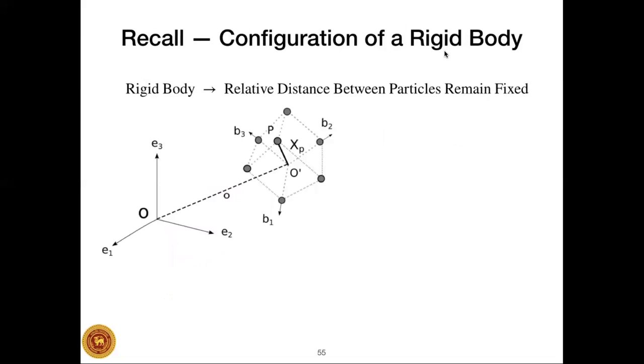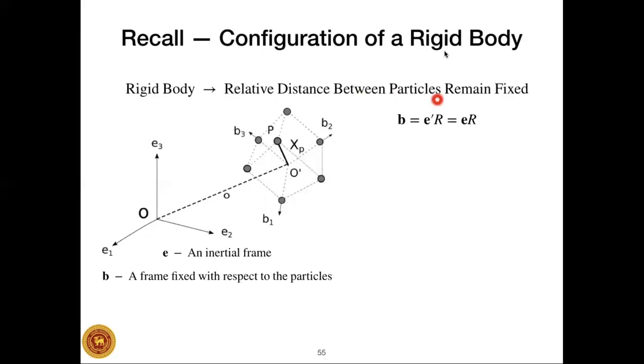And also we saw the configuration of a rigid body. So what is a rigid body? A rigid body is a set of particles where the relative distance between any two particles remains fixed. So if you have such a body, then you can fix a frame onto the body, frame B, and you will have an earth fixed frame E. Then the configuration of the rigid body is uniquely given by the relationship between the frame fixed to the body and the inertial frame E.